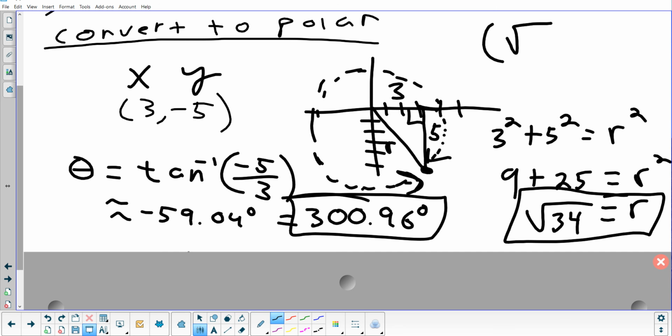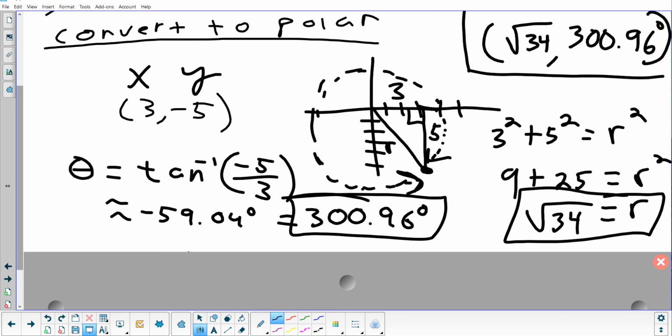Final answer, R, comma, theta. And that's how you convert to polar. Questions on that?